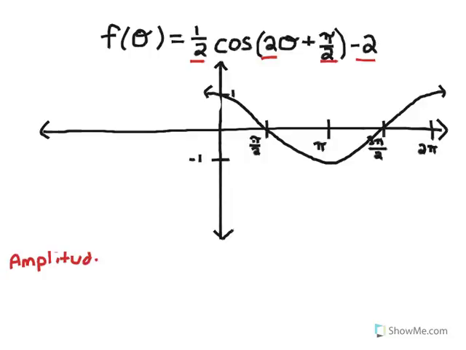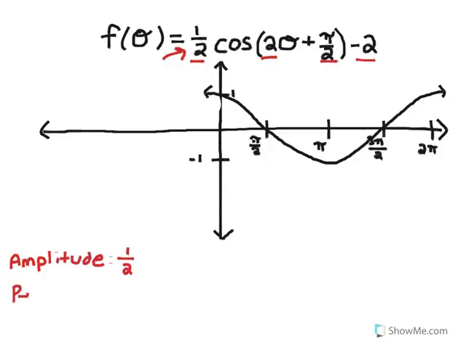Remember that our amplitude is equal to the absolute value of A. Since our A is just 1/2, our amplitude remains as 1/2. Since this is less than 1, that means we're going to have a vertical shrink.